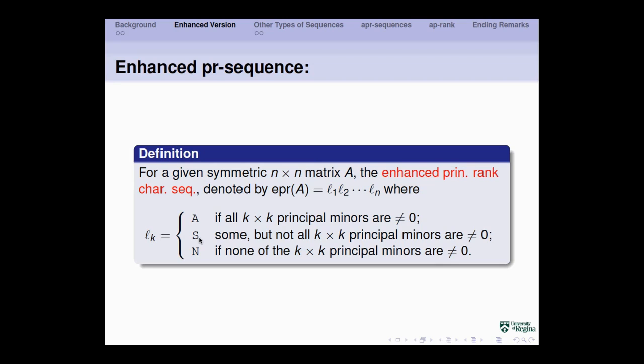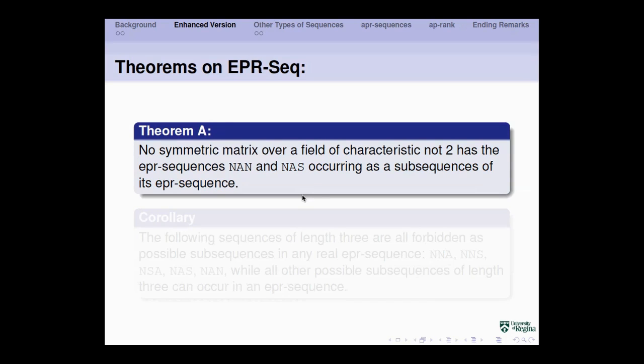If I put an S in the kth position, then I'm saying some of the minors are non-zero and some of the minors are 0, right? That you're somewhere in between. And if I put an N in the kth position, I require none of the k by k principal minors to be non-zero. So I'm not telling you all the values of those minors. I'm simply telling you whether they're all non-zero, some are non-zero, or none are non-zero. And then the question becomes, if you hand me a sequence, can I find a matrix A that has that particular sequence? That's also an unresolved problem, but we can say lots of interesting facts.